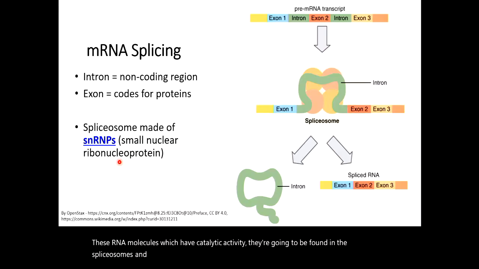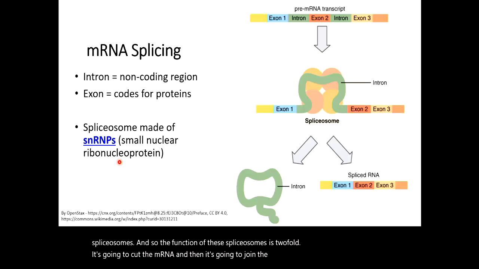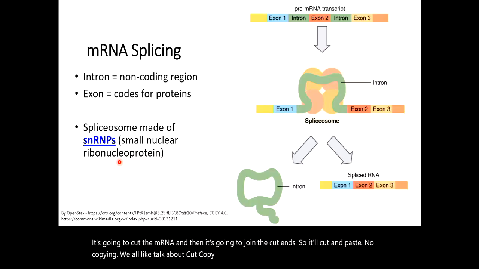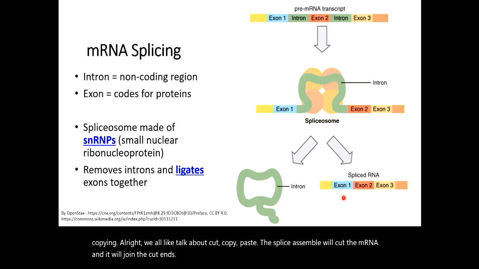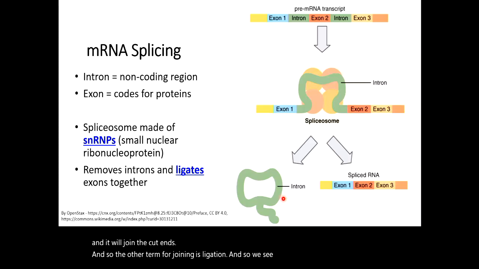The function of these spliceosomes is twofold. It's going to cut the mRNA, and then it's going to join the cut ends. So it'll cut and paste, no copying. All right, we all like to talk about cut, copy, paste. The spliceosome will cut the mRNA and join the cut ends. The other term for joining is ligation, and so we see that the intron sequences are removed through the action of spliceosomes.